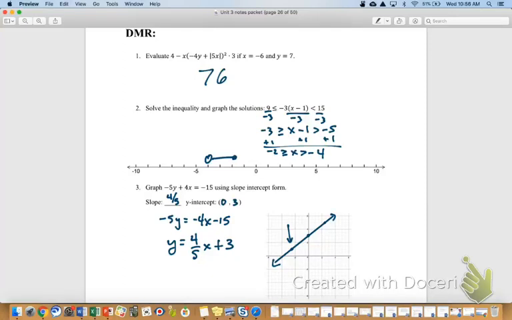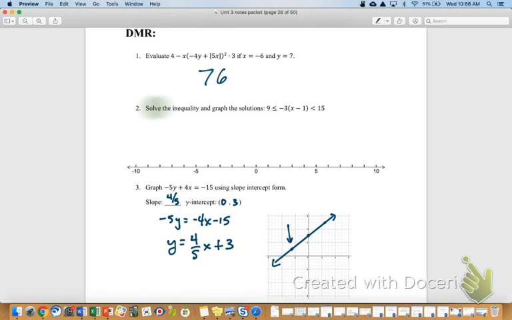Had a request to do number 2. So let's look at number 2. Number 2 says solve the inequality. Remember that solve is just another way of saying get the variable by itself.